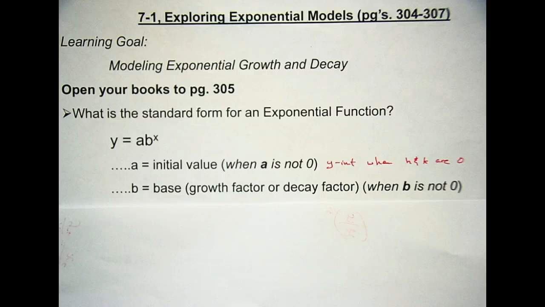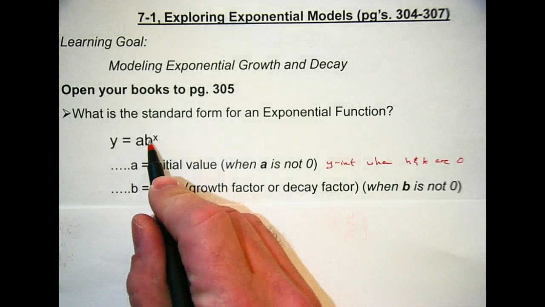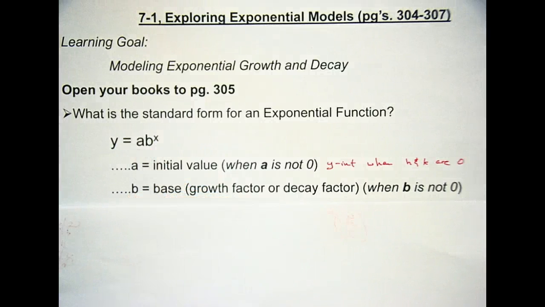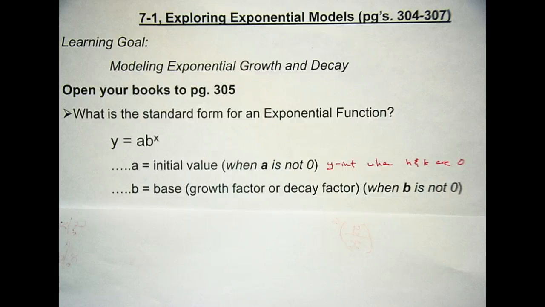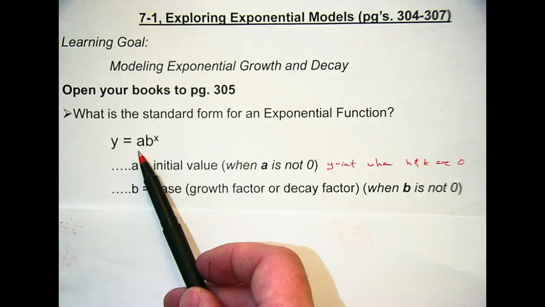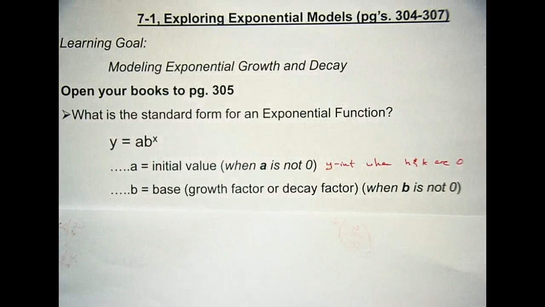If b was 0, what would happen here? Everything's 0. If b is 0, 0 to anything is 0, times a is still 0, so you get y equals 0. You get a flat line. It's linear then. In fact, if a is 0, you get whatever you want over here for b, but then you're multiplying by 0, so once again you get a flat line, a linear equation. Any questions there?